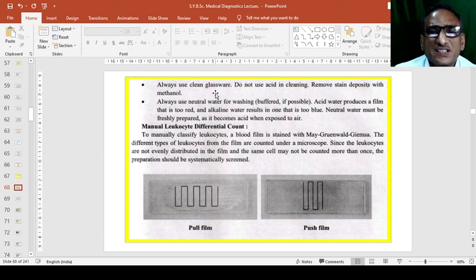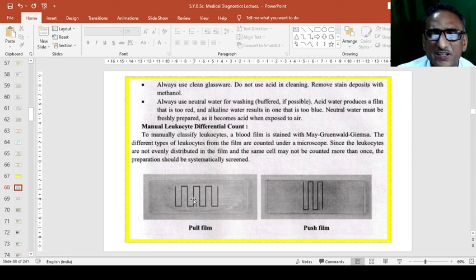Always use clean glassware. Do not use acid in cleaning. Remove stain deposits with methanol. Always use neutral water for washing. Acid water produces a film that is too red, and alkaline water results in one that is too blue. So neutral water must be freshly prepared, as it becomes acid when exposed to air. So manual leukocyte differential count can be done in this way.